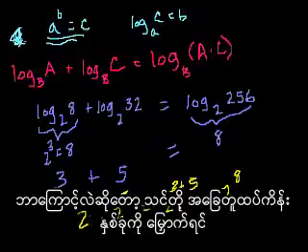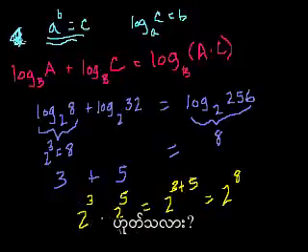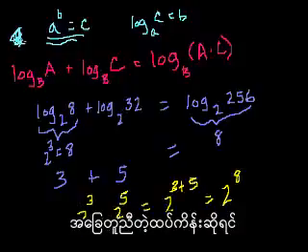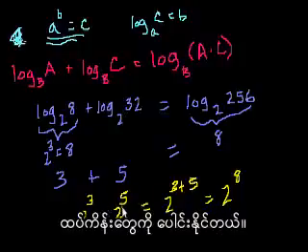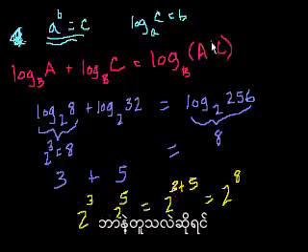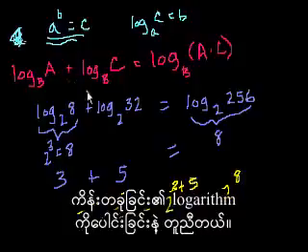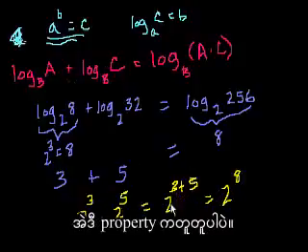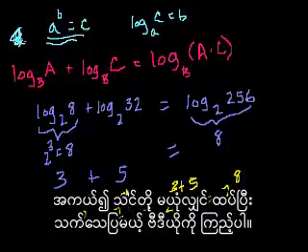Because when you multiply two numbers of the same base, two exponential expressions of the same base, you can add their exponents. Similarly, when you have the log of two numbers multiplied by each other, that's equivalent to the log of each of the numbers added to each other. This is the same property. If you don't believe me, watch the proof videos.